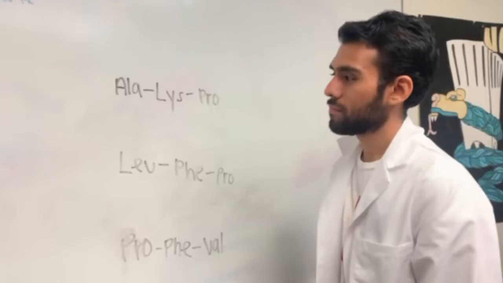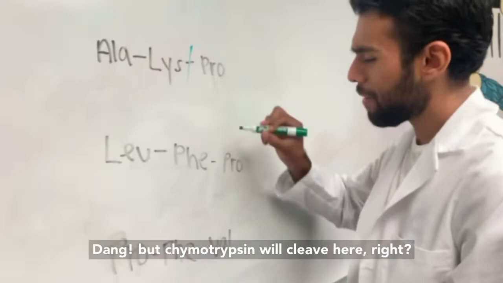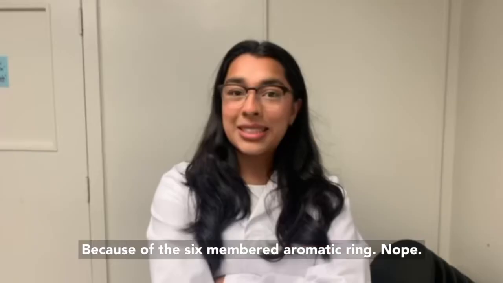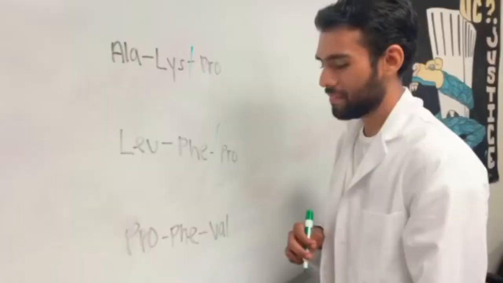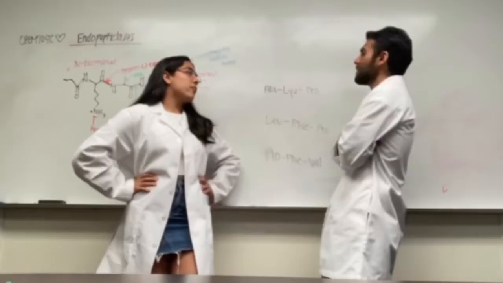Okay, so trypsin will cleave here because lysine is positively charged. Dang, the chymotrypsin will cleave here, right? Because of the six-membered aromatic ring? Nope. But chymotrypsin will definitely not cleave anything here because of the proline, right? Yeah, no. You know what I think will help you?